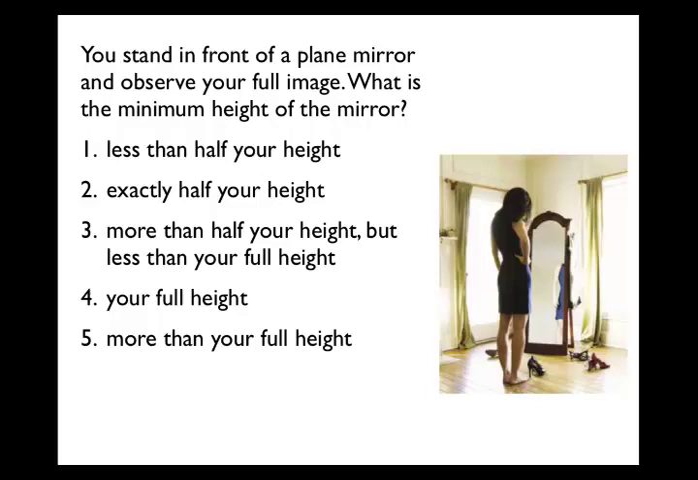So if you stand in front of a plane mirror and you observe your full image, meaning you can see the top of your head and the bottom of your feet, what is the minimum height of the mirror to be able to accomplish that? Do you need it to be less than half your height, exactly equal to half your height, more than half your height but less than your full height, or more than your full height?